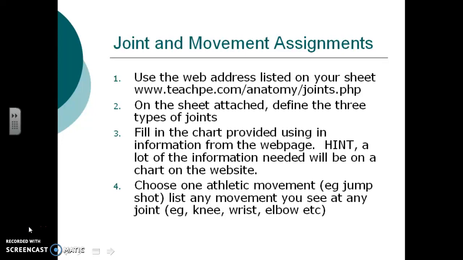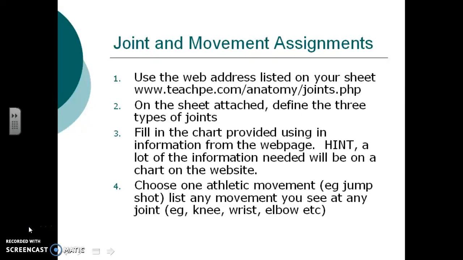Then there's a chart provided on your sheet as well. Okay, it's on the back of it. There are 6 different types of joints that you're going to talk about. So fill in the chart provided with the information on the web page, and the hint is there's actually a chart there with some pictures and diagrams that will help. But you're going to transfer that right into your document so that it can go into your fitness portfolio.